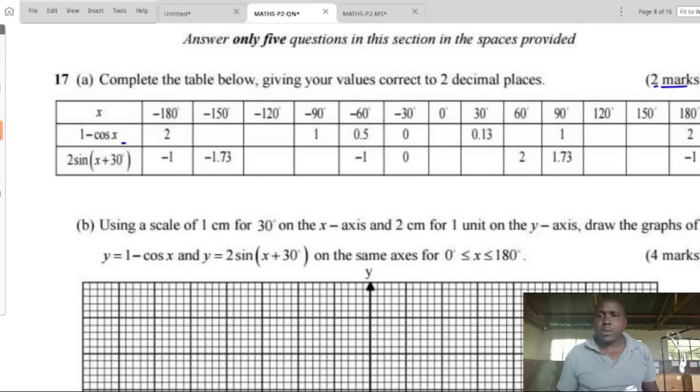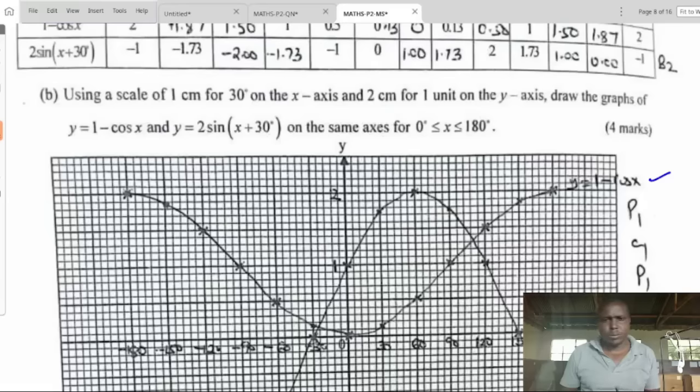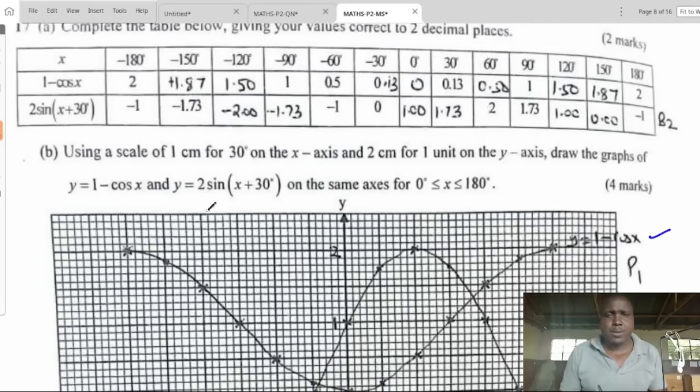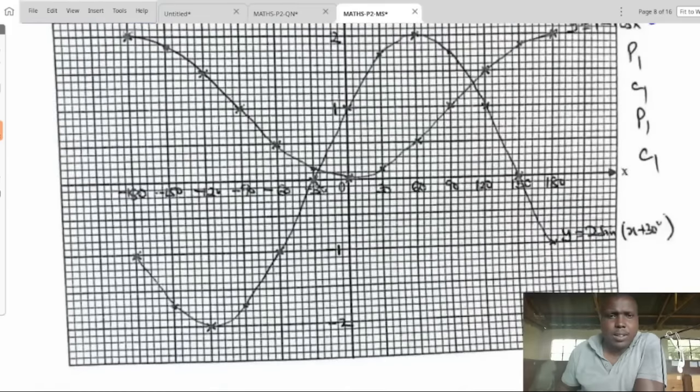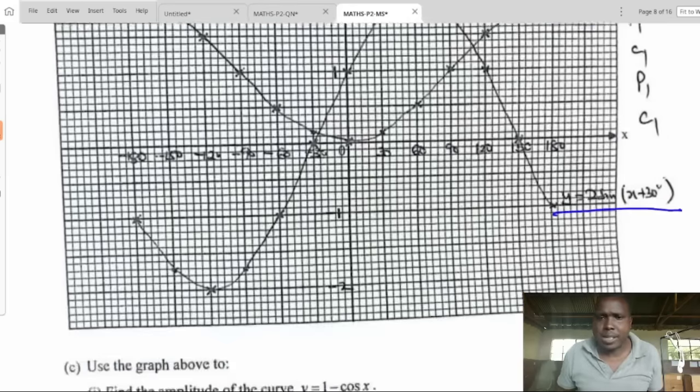Now ukikuja kwa, when you come to where you are required now to draw the graph, now after you have filled your table using your calculator, you label the graph, you draw the points on the graph, which I know you know how to do it. After that, don't forget to label the graph like this. Say y is equal to 1 minus cos x. That is a mark labeling. Don't forget to label.